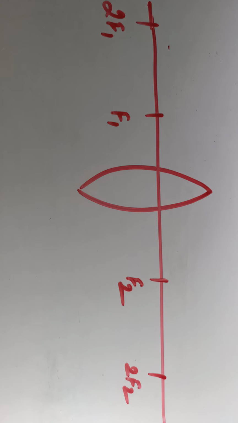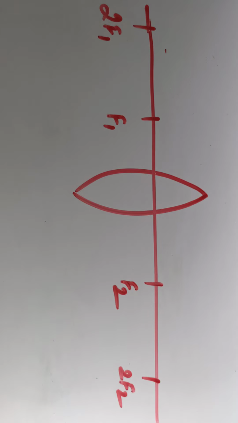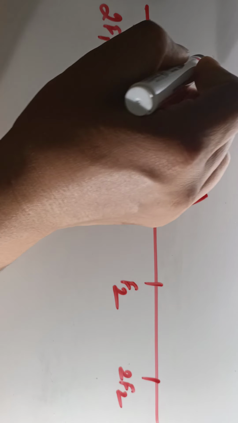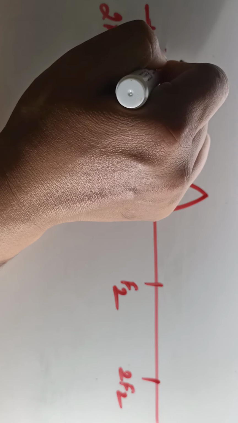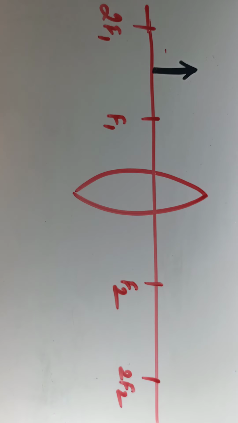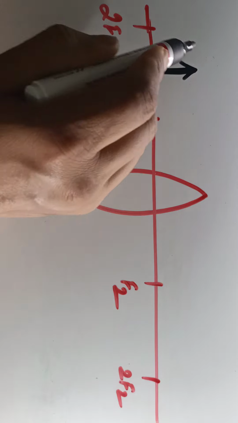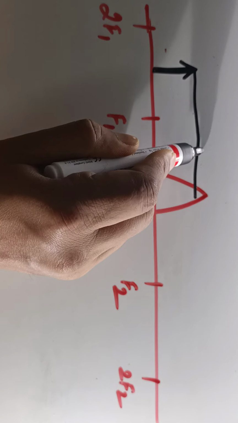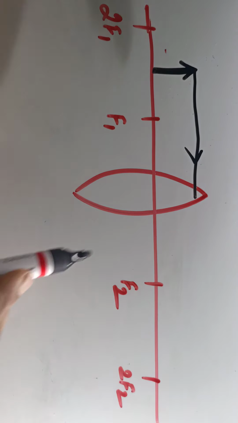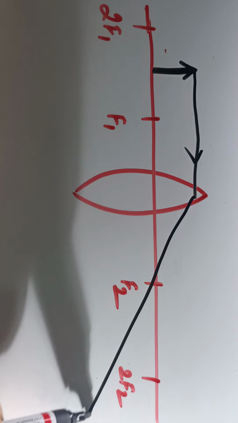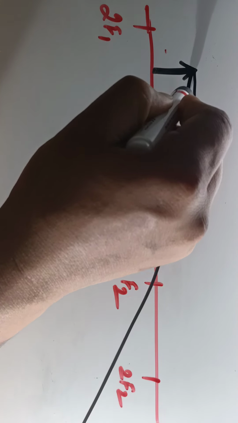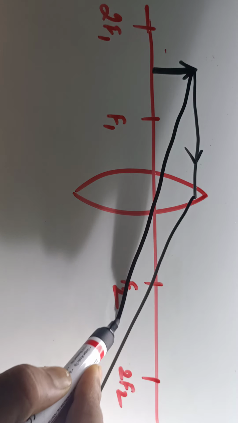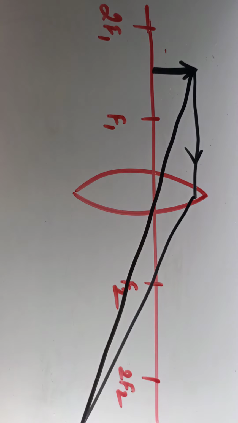Great. Now we move on to the next position. If we keep an object between f1 and 2f1, what happens? Let us have a look. Simple: a ray of light travels parallel to the principal axis, and after refraction it will pass through the focus. Then a ray of light which passes through the optical center.